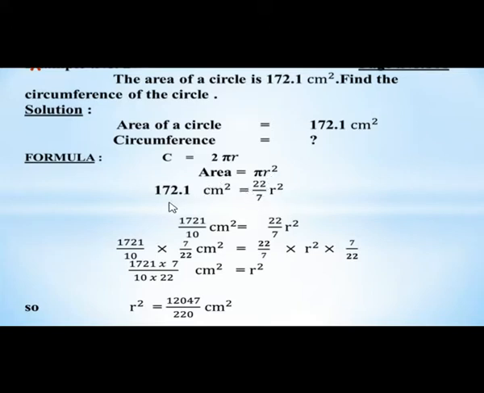The value of area is 172.1 and r square. I am removing this decimal by putting 10 in the denominator, and 22 by 7 r square. I need the value of r, so I have to isolate r square here. So I am going to multiply 7 by 22 on both sides to isolate this. Here I got r square, and by multiplying these two quantities and these two numbers, I got this 12047 over 220 centimeter square.